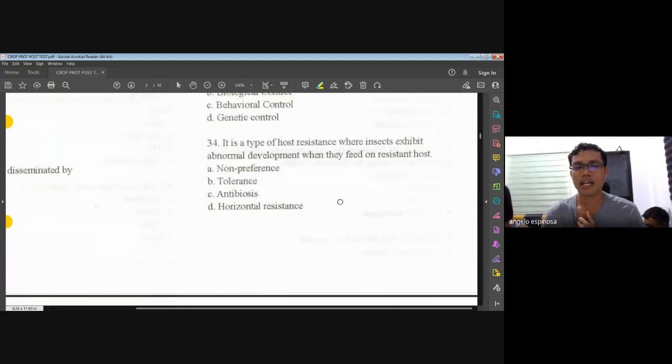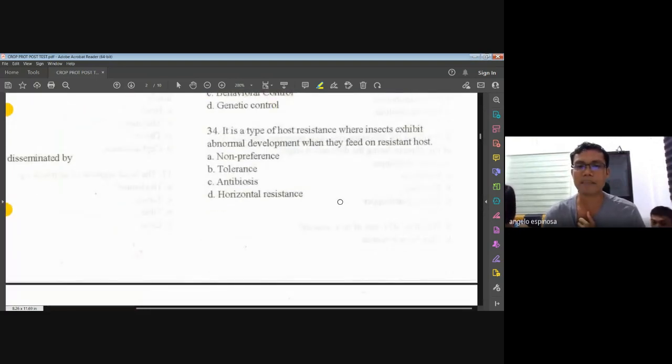Okay? Next, number 34, it is a type of host resistance where insects exhibit abnormal development when they feed on resistant host. The correct answer is letter C, antibiosis. Okay, it's antibiosis.